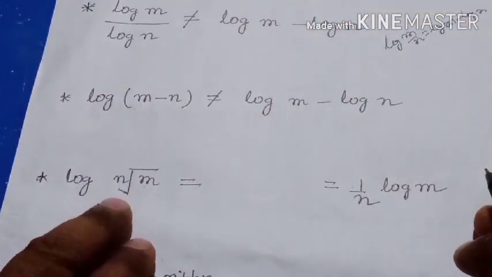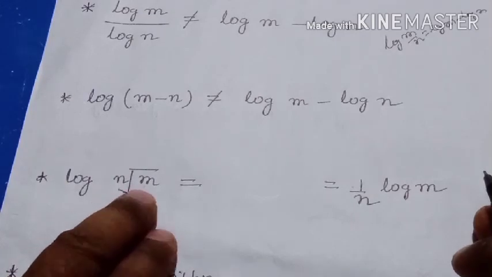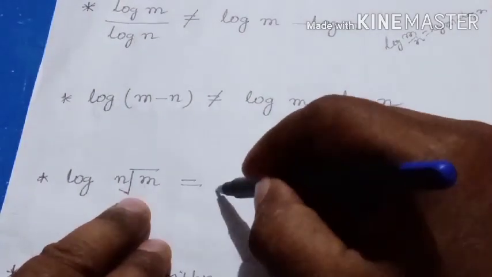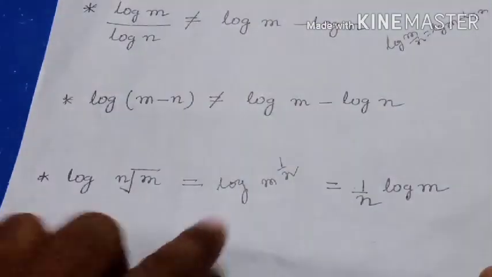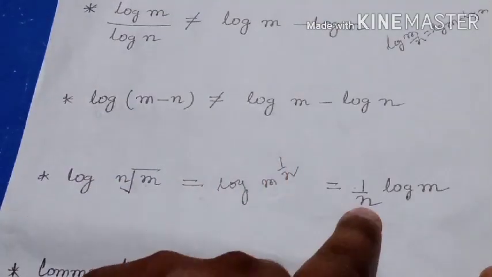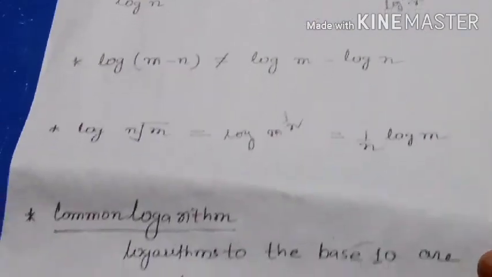Now we are going to find log of the nth root of m. It can be represented as log m to the power 1 by n. So this 1 by n will be shifted here, so it will be 1 by n log m.